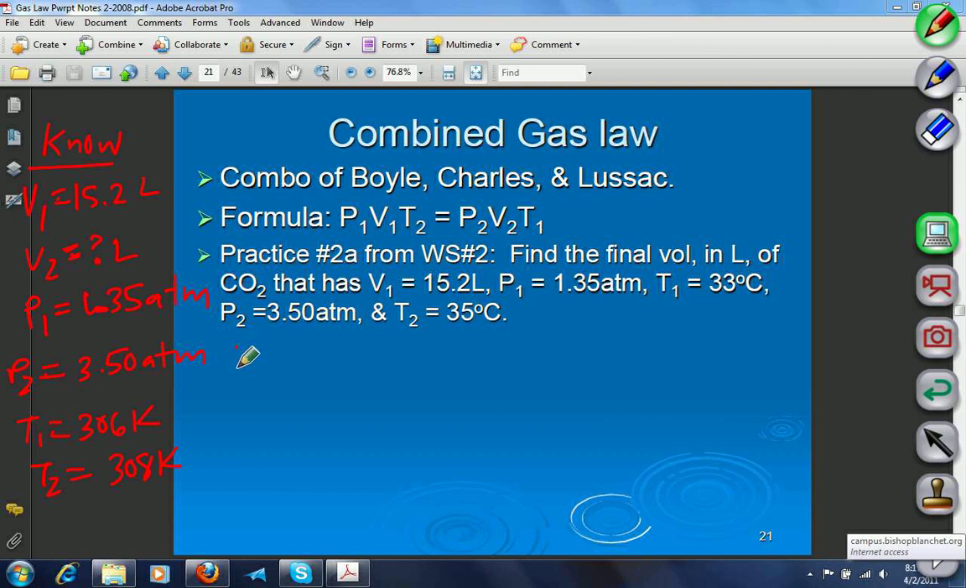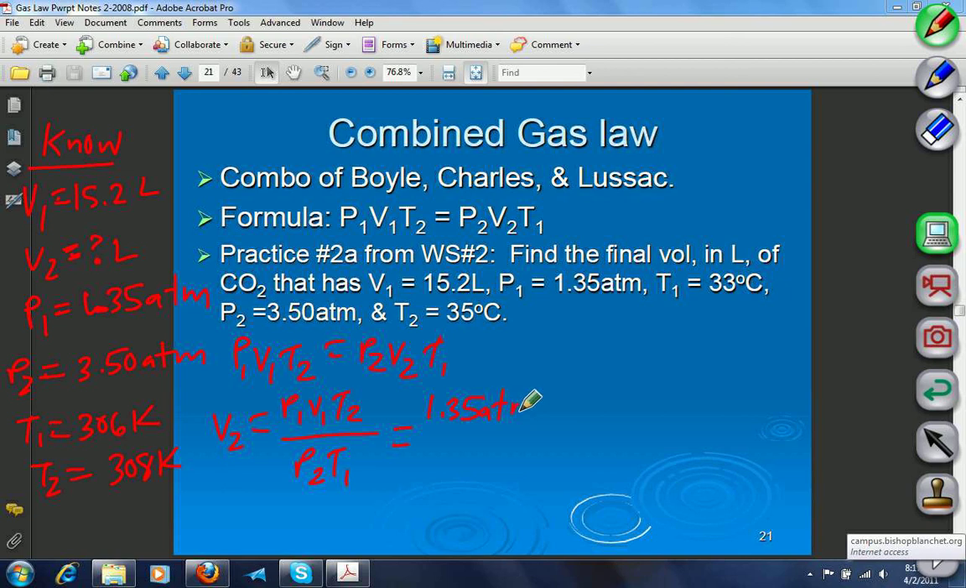And I'm going to look at my units. I have volume, pressure, and temperature. So I'm going to use the equation with P's, V's, and T's in it. So P1 V1 T2 equals P2 V2 T1. I'm going to solve for V2, so I'm going to isolate that variable. And that's going to be P1 V1 T2, all divided by P2 T1.